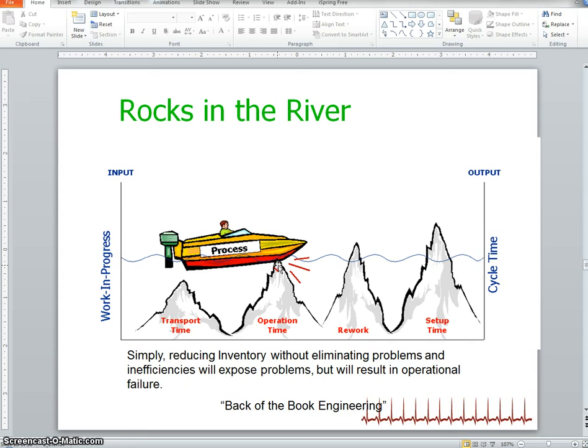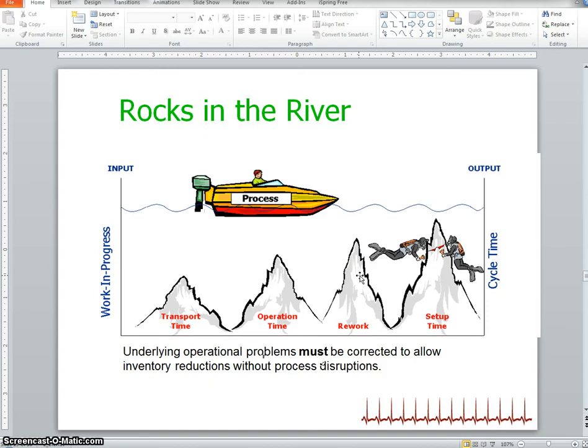The point is not to cut your inventory to have less inventory. The point is to cut your inventory so that you force yourself to fix problems. And when you fix the problems, then you can drop your inventory and you can sort of cruise along safely.